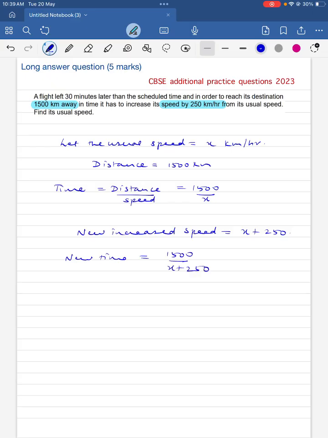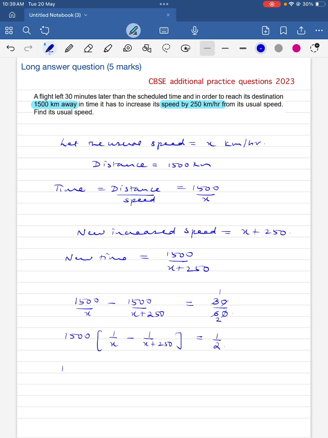Now the flight still reached on time, right? So the time taken at that increased speed must be 30 minutes less than the usual time. So the time taken at the usual speed minus the time taken at the increased speed will be equal to 30 minutes. But I'll need to convert 30 minutes to hours, which means 30 divided by 60 hours. Okay, let me take out 1500 common. And I would have 1 by x minus 1 by x plus 250 is equal to, if I simplify this, I would get 1 by 2.